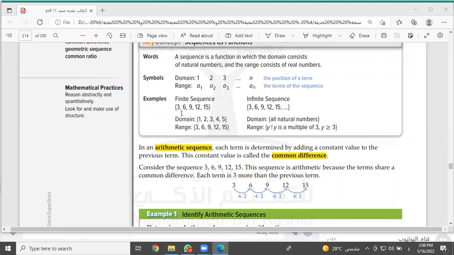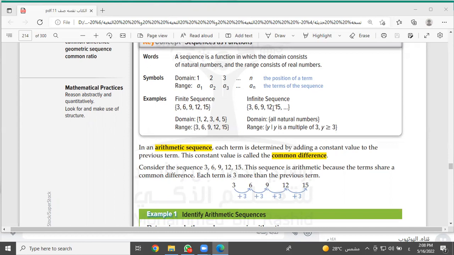Look. The sequence 3, 6, 9, 12, and 15. The difference between any two successive numbers equals 3. 6 minus 3 equals 3. 9 minus 6 equals 3. 12 minus 9 equals 3. Also 15 minus 12 equals 3. This is a finite sequence.